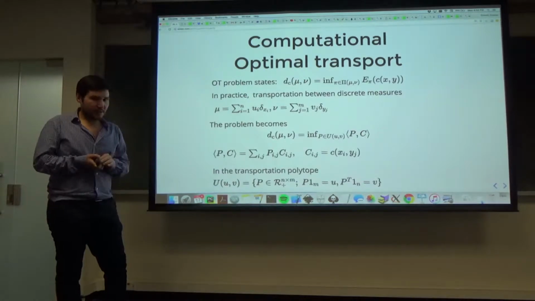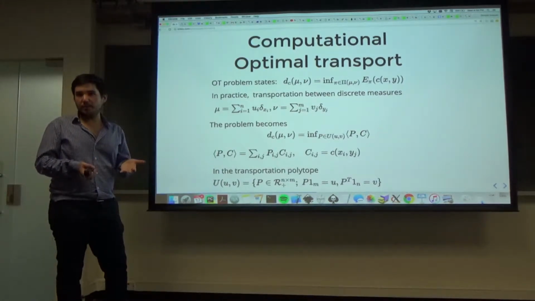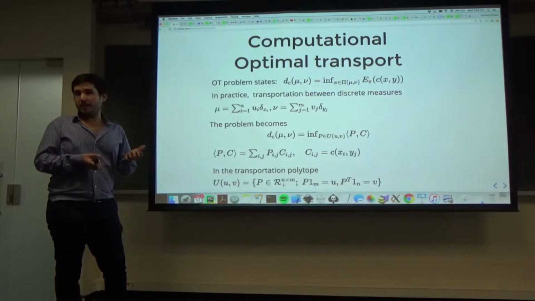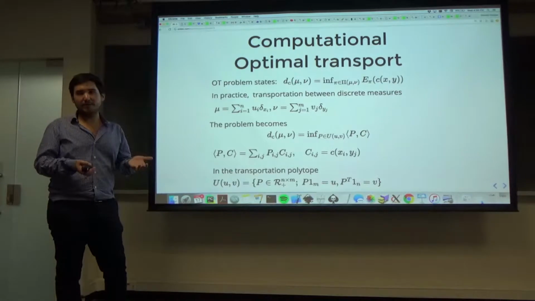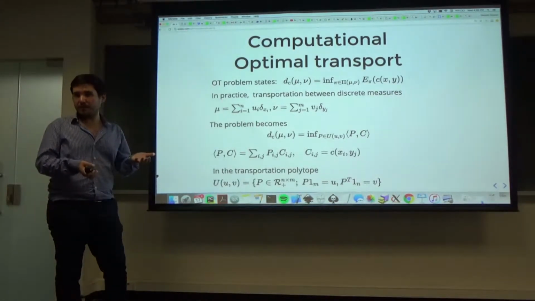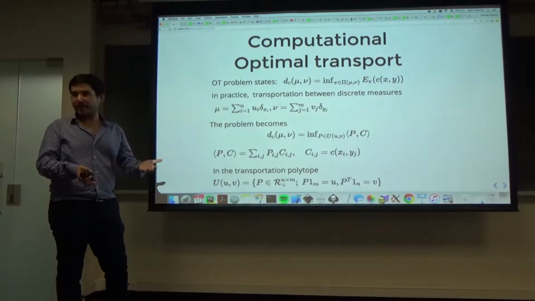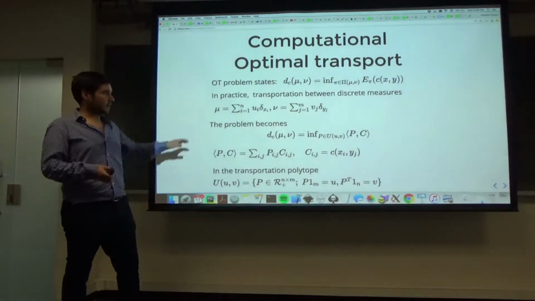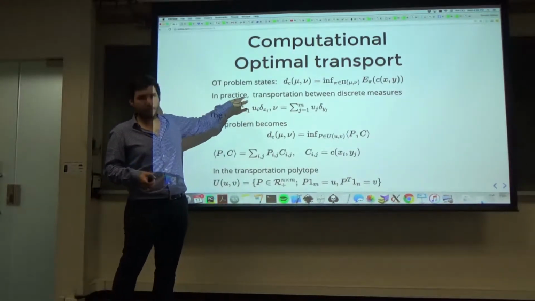And in practice, when we are addressing the problem computationally, we are going to be working with discrete measures, because the data is going to be given by histograms or something that is empirical. Whenever we have empirical things, we get a discrete measure. And this is the reason why we are going to be focusing more on this case.